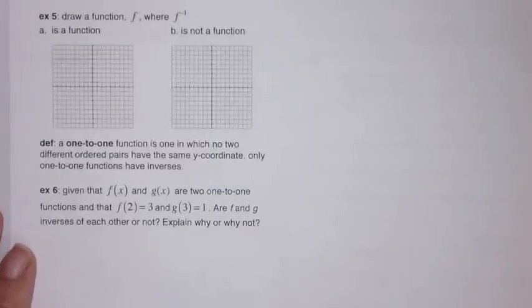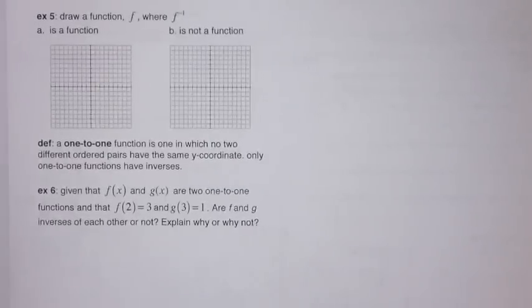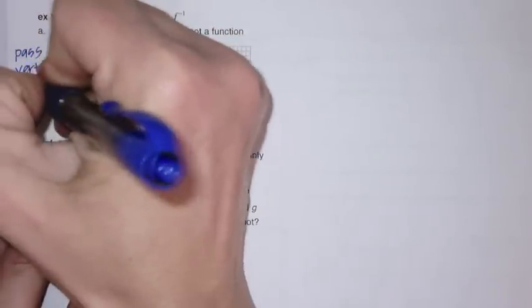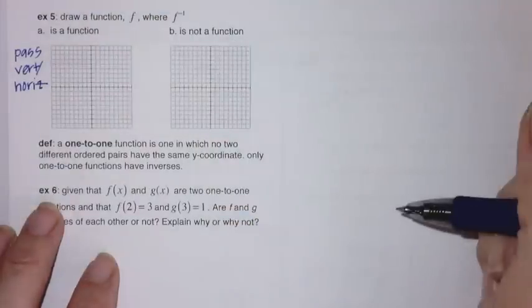So go ahead and flip it over, and let's take a look. These are a little bit shorter notes today. So this one right here says to draw a function f where f inverse is a function and where it's not a function. So this is just more thinking, like how creative can you get? If I want it to be a function, f needs to pass the vertical line test and the horizontal line test. Okay? So it has to pass both.